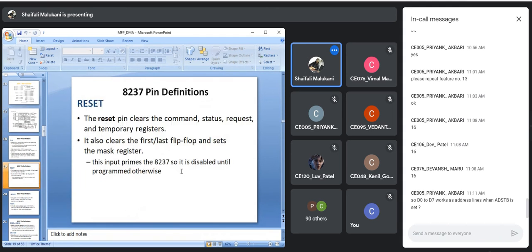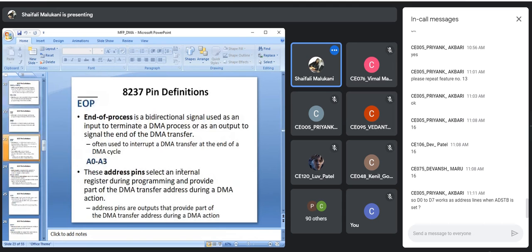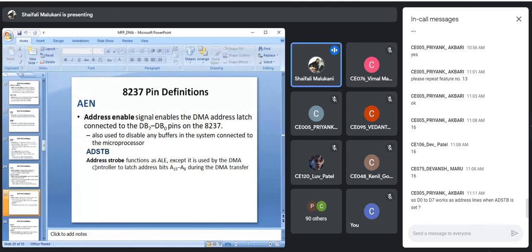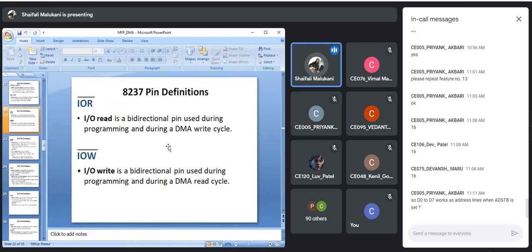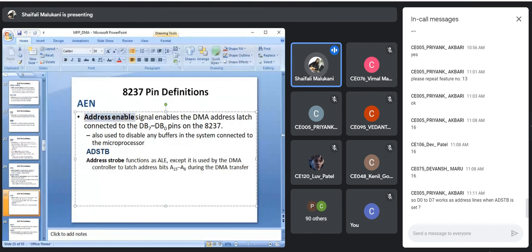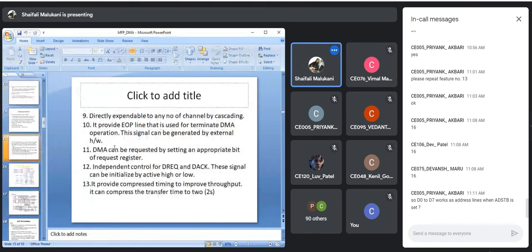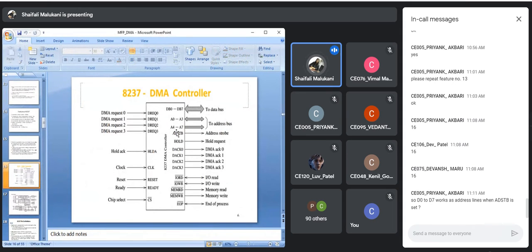What is that AEN pin? It is the address enable pin. As I told you, 8086 is going to stop working. 8086 will stop doing the work, and it will hand over the buses to the DMA.